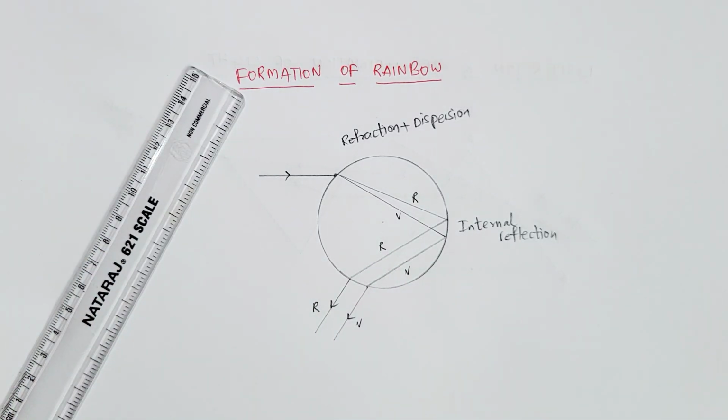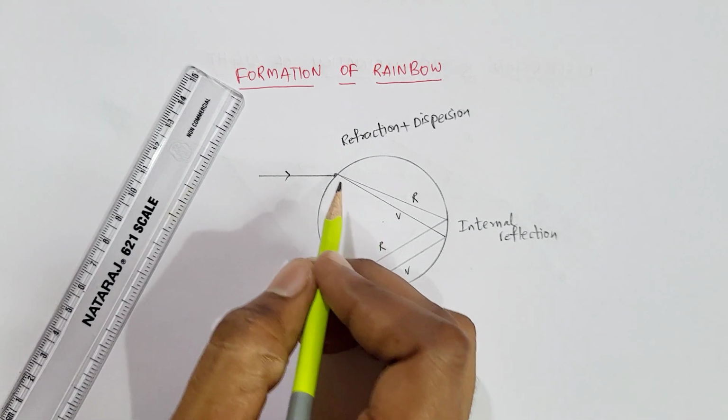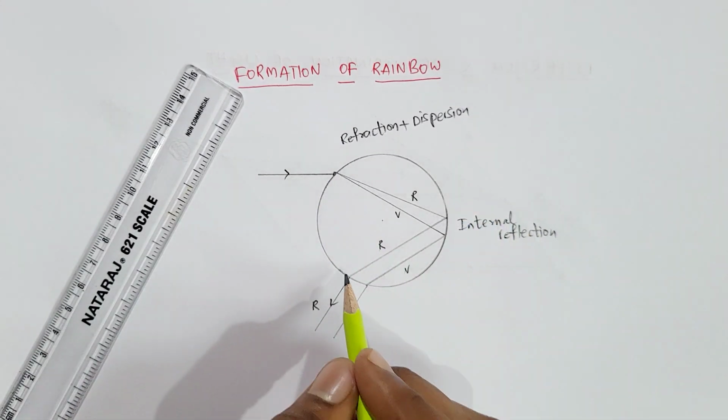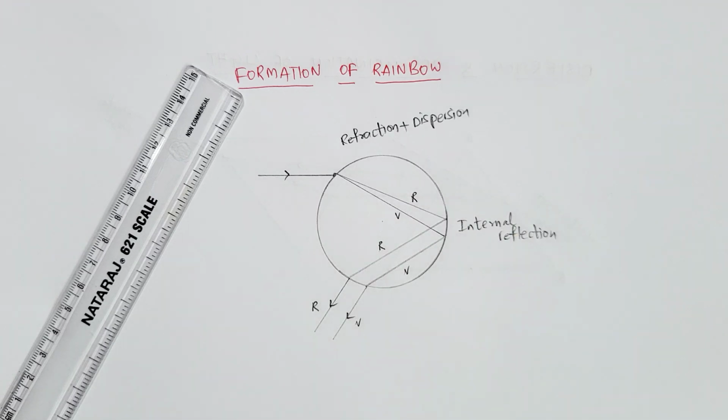There is a reason behind everything. Why they bent here, why they got dispersed here, what phenomena is happening here, what phenomena is happening here. So everywhere there will be a reason. Okay. So this is going to be the diagram of a rainbow.